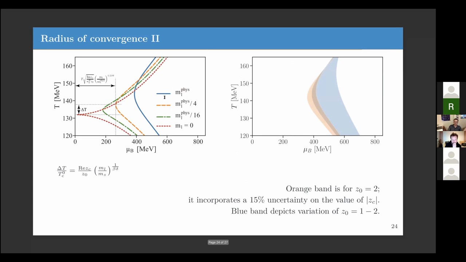Okay, so this is for the physical quark, and this is when I would reduce the quark mass to smaller and smaller values, and this is the chiral limit. And so here I will demonstrate a little bit more detail.